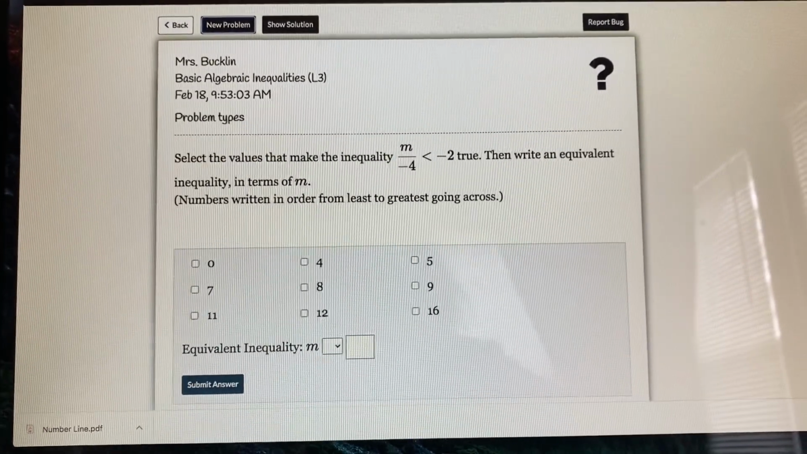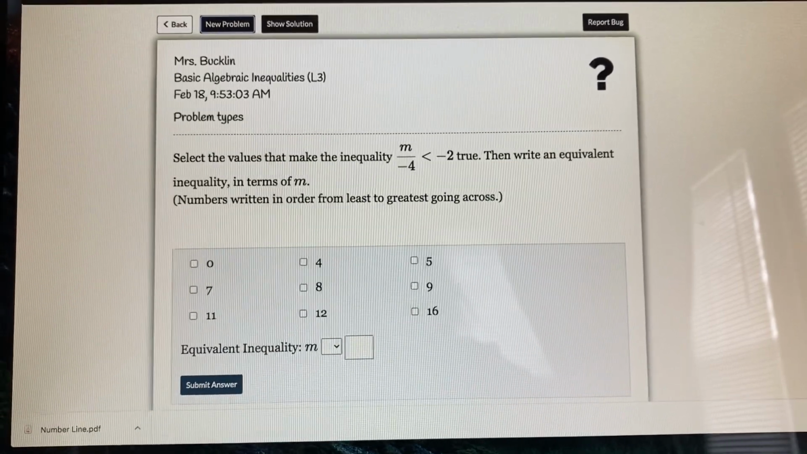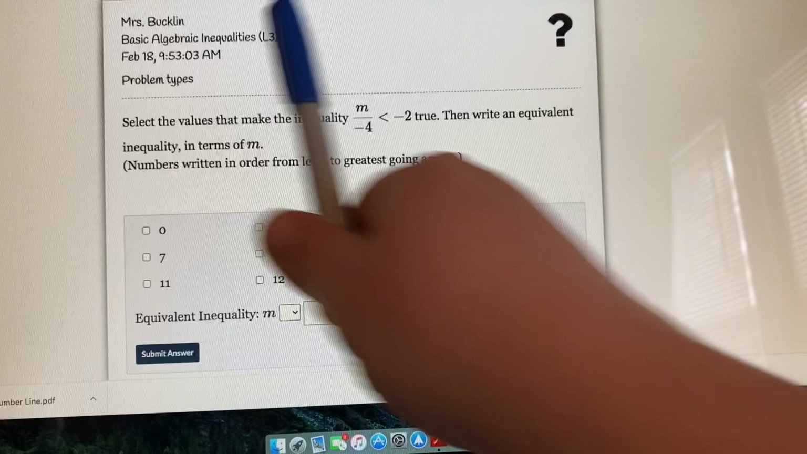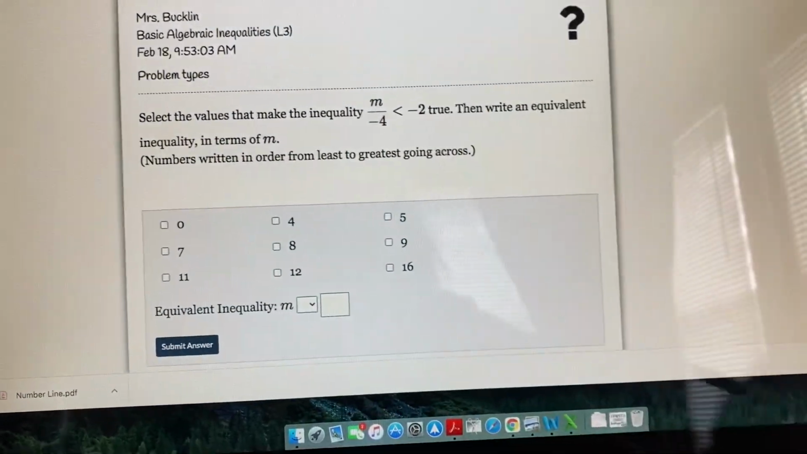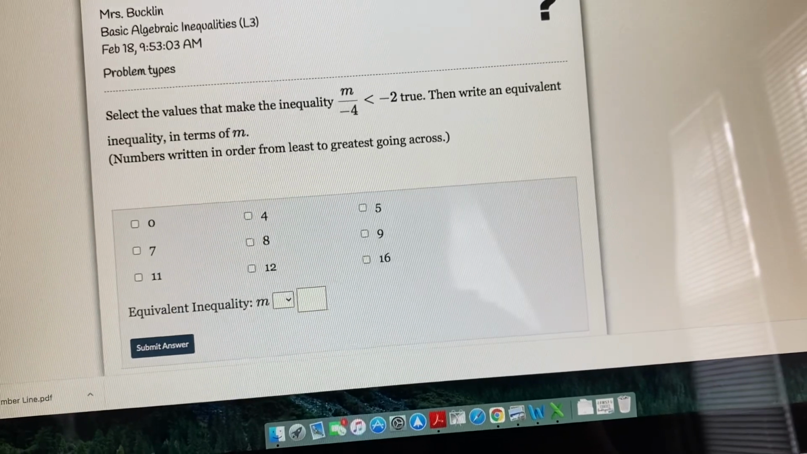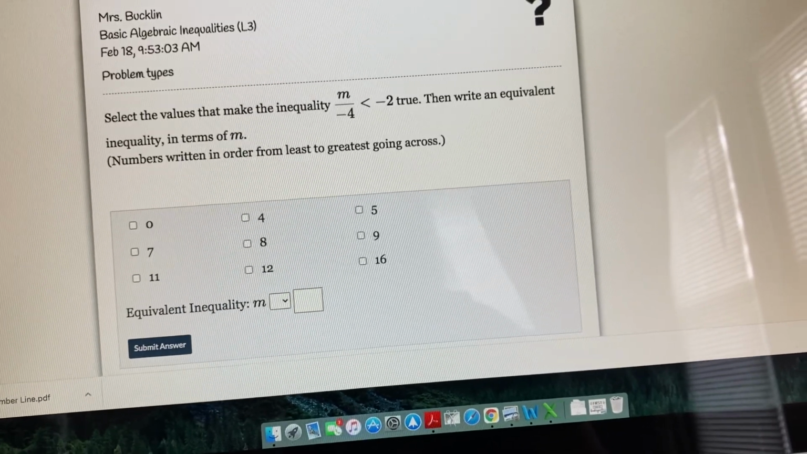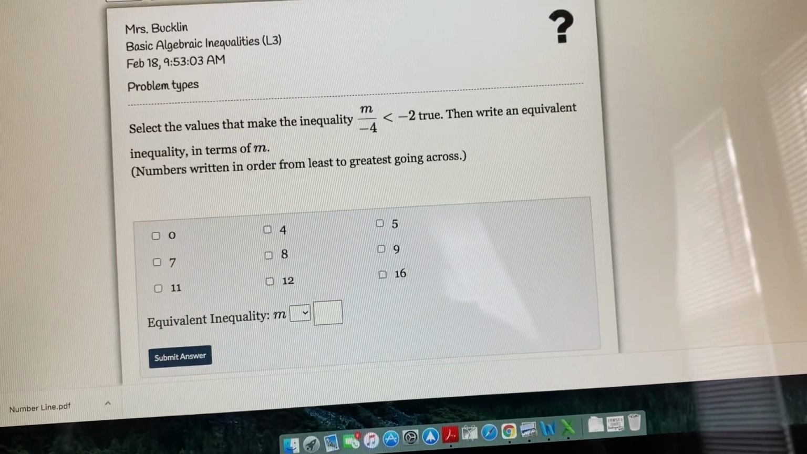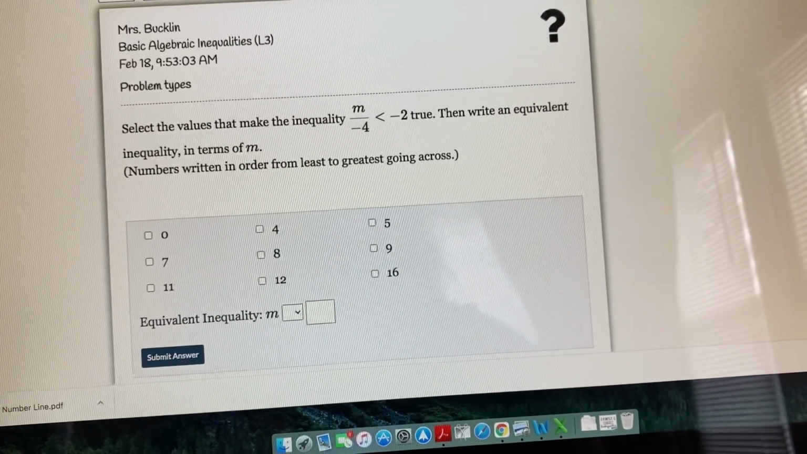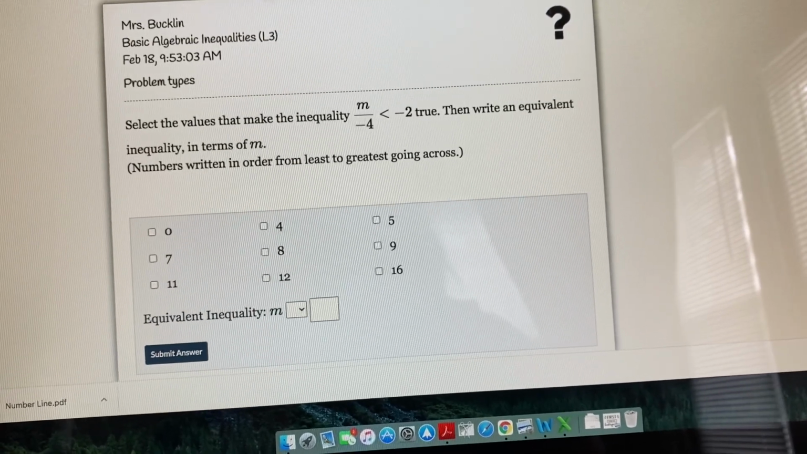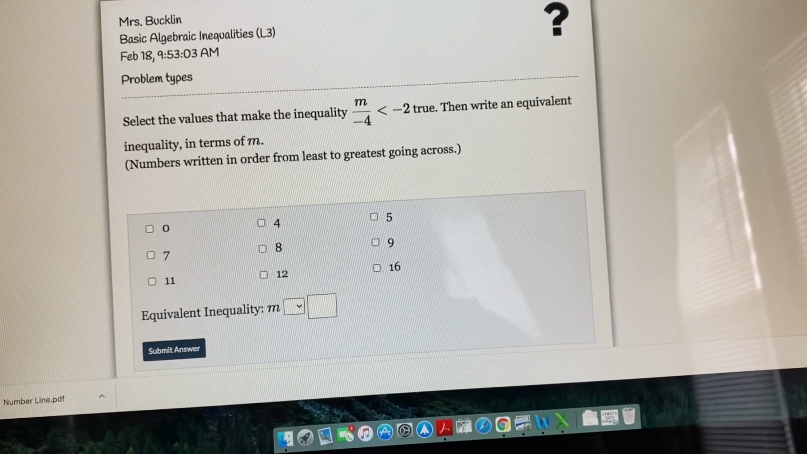Anyway, here's our first type of problem. When you click on that first assignment, it's going to say basic algebraic inequalities L3. And what you're going to have is a problem that looks like this. It's going to ask, select the values that make the inequality m divided by -4 is less than -2 true. Then write an equivalent inequality in terms of m.